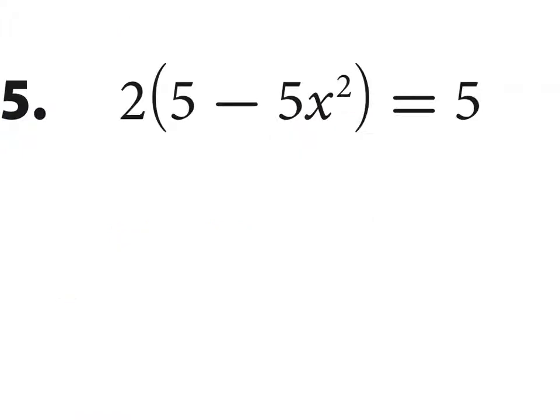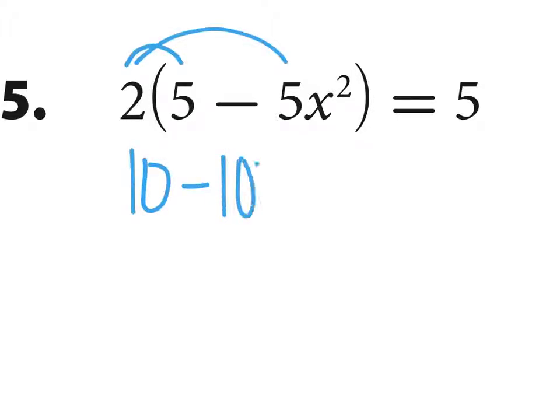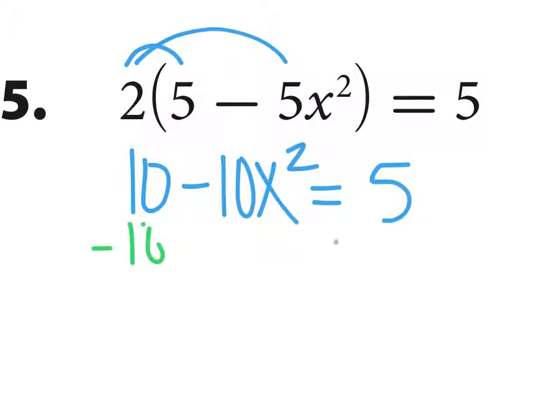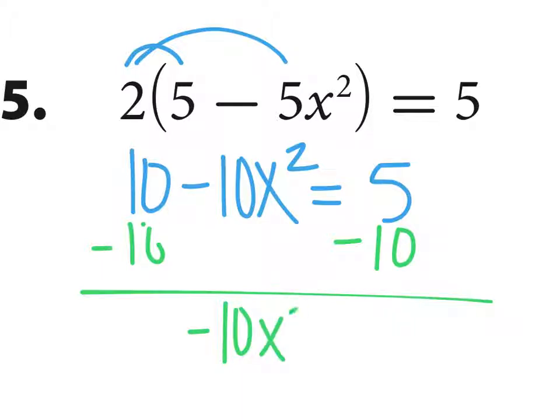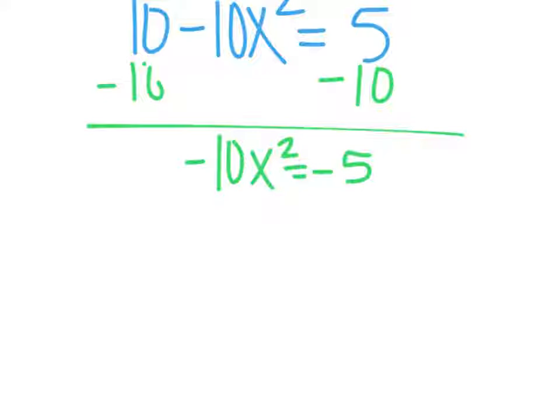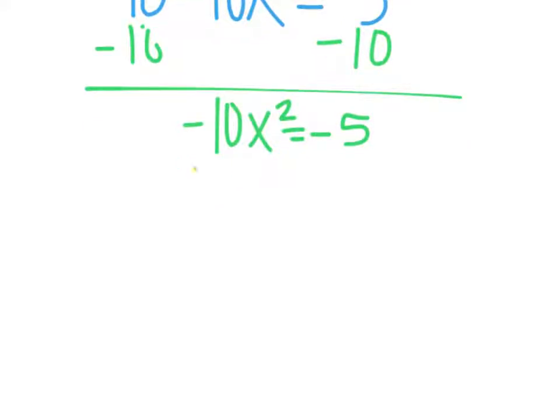So for problem 5, the very first thing I would do to solve it is I would distribute. 2 times 5 is 10, and then 2 times negative 5x squared would be negative 10x squared equals 5. And then that's the problem that you solve. So to get the x squared by itself, I'm going to minus 10 from both sides. And I get negative 10x squared equals negative 5. Then what do you do? You divide by negative 10.